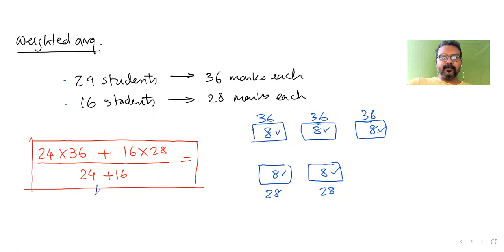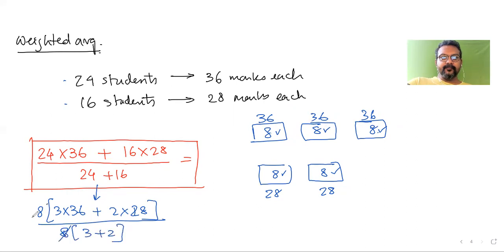So what I'm trying to do here is, see, from top, if I take out 8 common, it's 3 times 36 plus 2 times 28 divided by 8 common, 3 plus 2. It's as if instead of 24 and 16 students, there were 3 students and 2 students. So basic idea is cancel out the common factors. So cancelling out 8, we have 3 and 2.